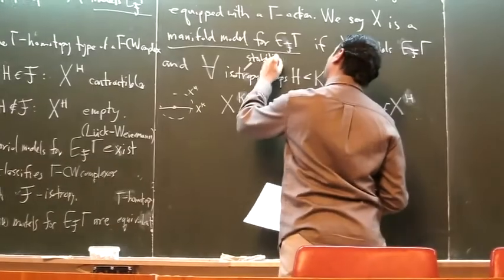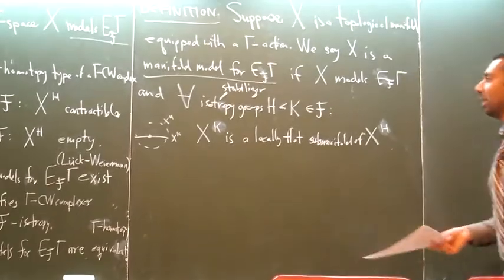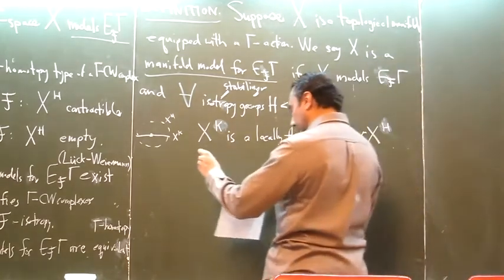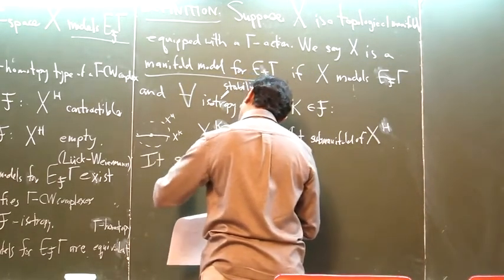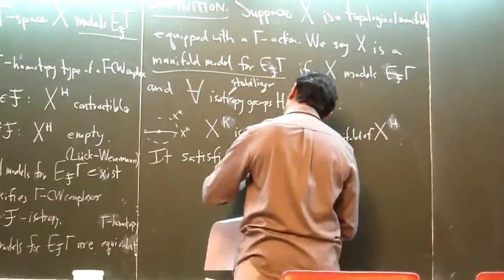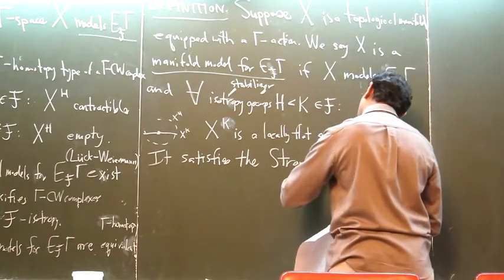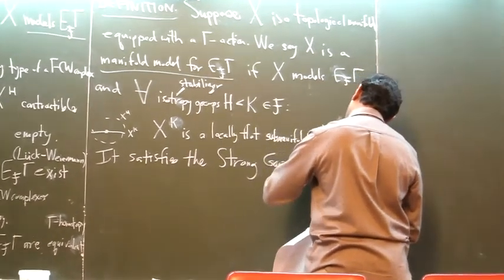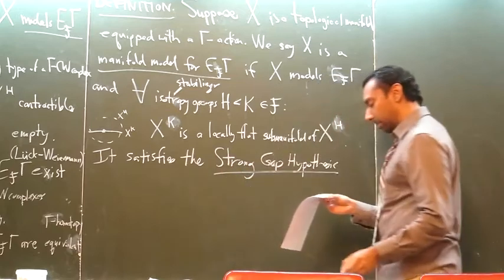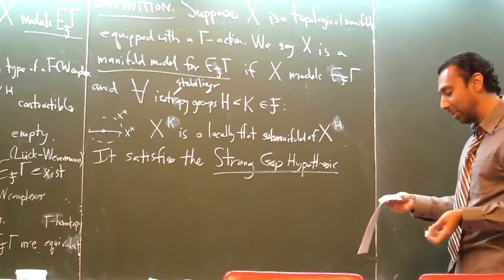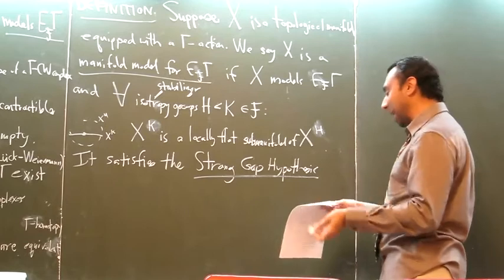Isotropy is just a fancy way of saying stabilizer. Different people call it different things. And furthermore, this satisfies the strong gap hypothesis. This was popular in the 1980s, but then people forgot about it. So we got interested in it 30 years later. It's like Star Wars, coming back 30 years later.